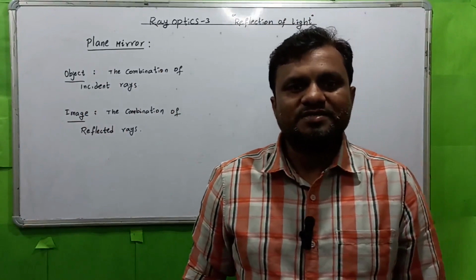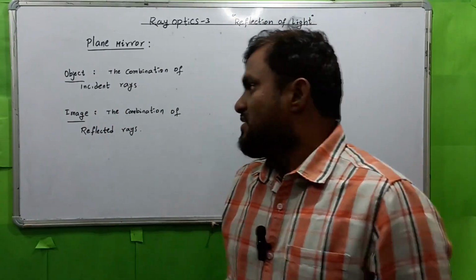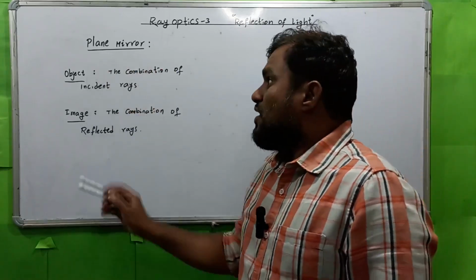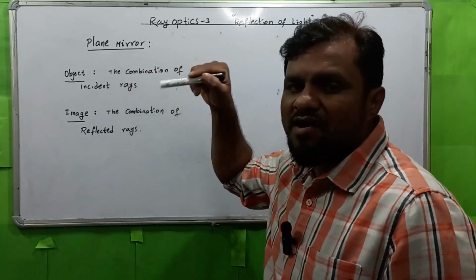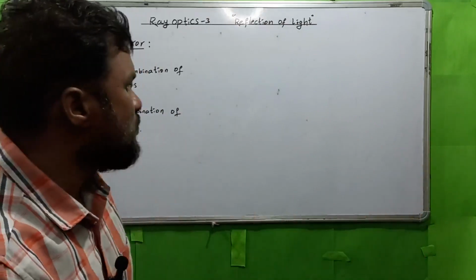Today we will discuss ray optics 3, reflection of light. In this I am going to discuss the plane mirror and the characteristics of image in case of a plane mirror. To understand this, there are some basics you should know.